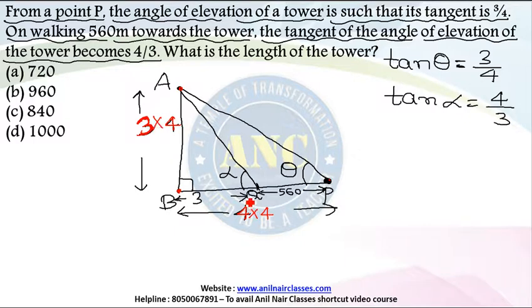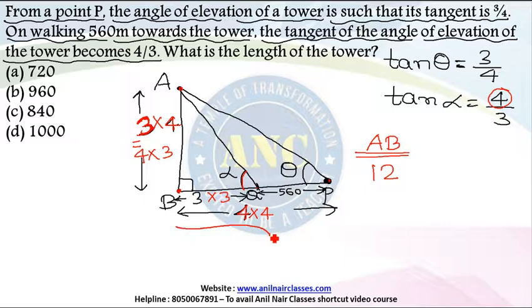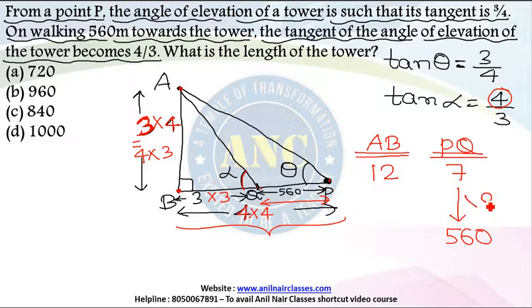Right? BP is 16. Similarly, alpha opposite is 4. But it should not be 4. It should be 12. Multiply by 3. This 3 also multiply by 3. I hope you are understanding the logic, sir. Right? That means according to my assumption, AB value is 12. According to my assumption, PQ value is, out of total 16, this is 9. So this should be the remaining 7. PQ is 7 according to my assumption. But the question says it is not 7, it is 560. 7 into 80 is 560. 12 into 80 should be the answer.